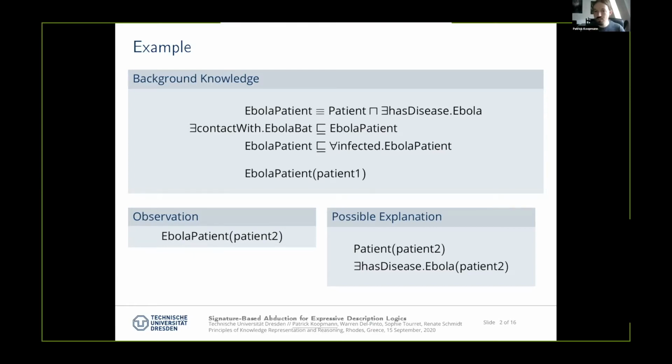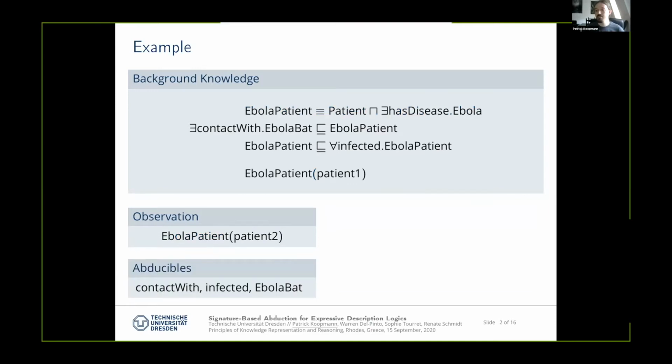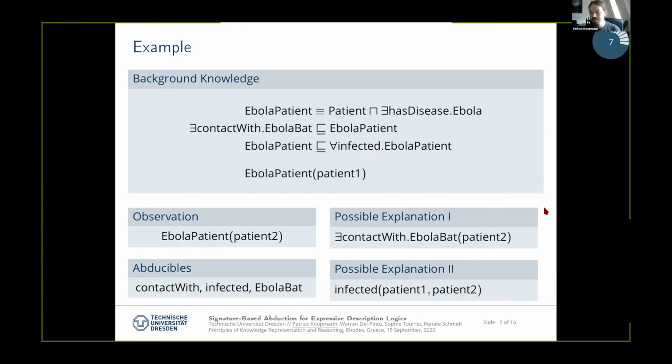But purely logically, it is hard to find out what actually the explanation is we're looking for. And one could argue that the problem as such is underspecified, and we additionally should give a vocabulary of abducibles that restricts the space of explanations to those that are actually diagnoses. And in this case, we get more useful explanations as we would expect. For example, patient 2 was in contact with the Ebola bat, or he was infected by patient 1. So let's make this formal.